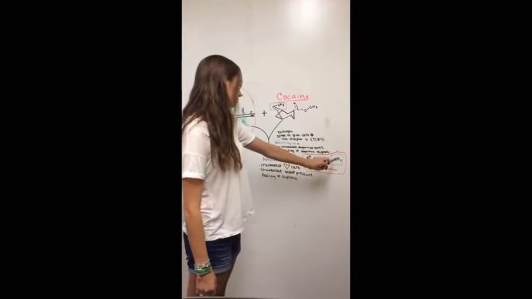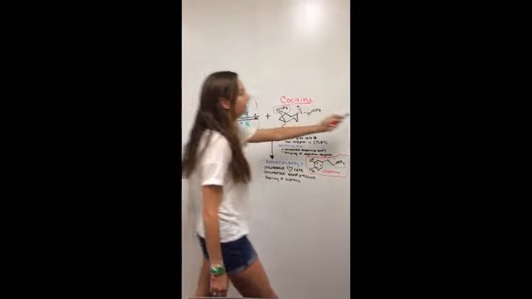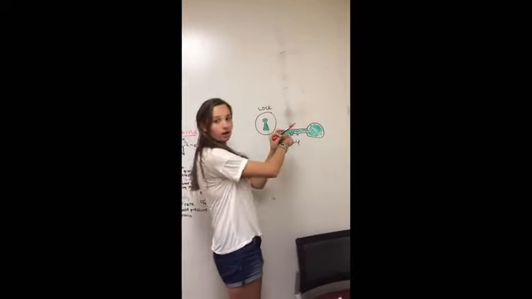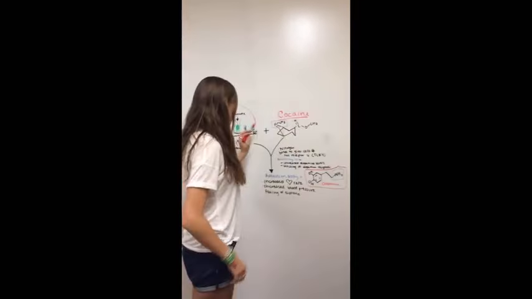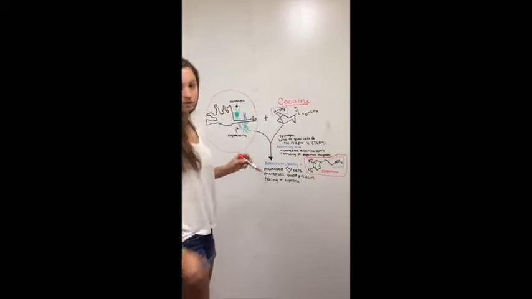And this nitrogen group gets blocked from the reuptake due to this nitrogen group taking its place, similar to a key binding into a lock and not coming back out. In your body, this results in increased heart rate, increased blood pressure, and a feeling of euphoria.